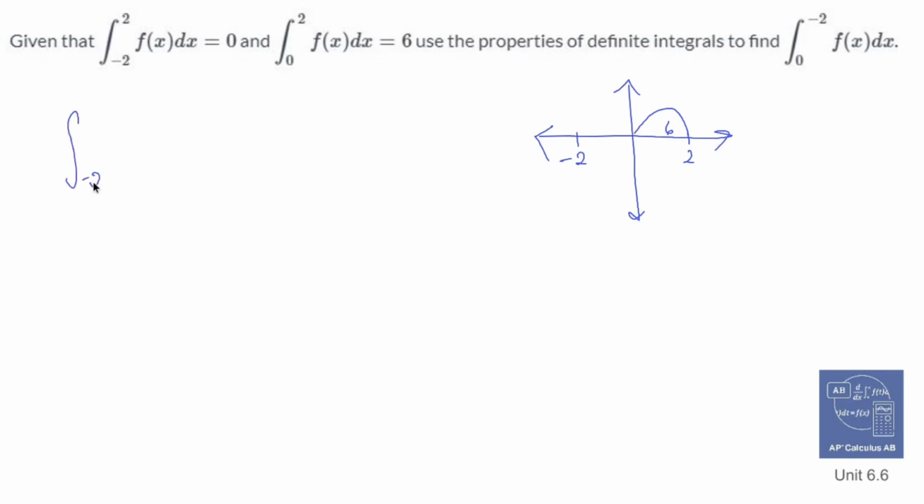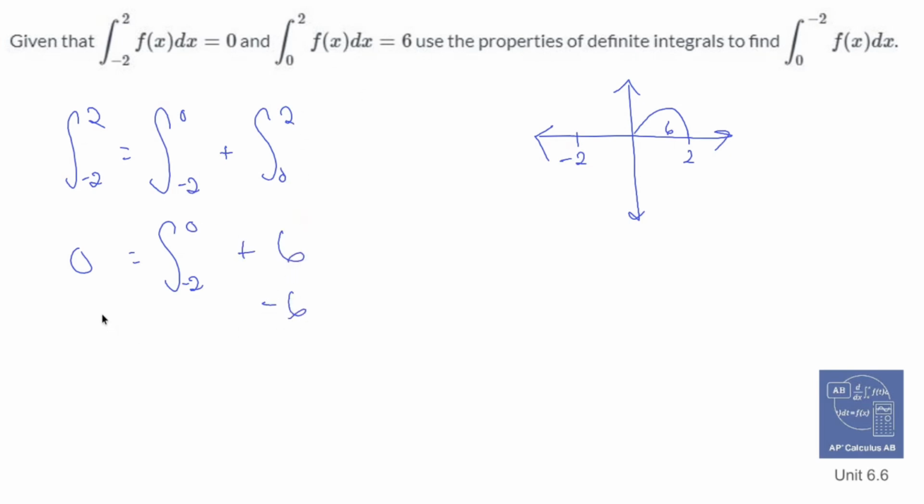The integral from -2 to 2 is going to be the same thing, and I'm just using very lazy notation. I'm going from -2 to 2, so it makes sense that -2 to 0 plus 0 to 2 is going to give me -2 to 2. -2 to 2 is nothing. Okay? -2 to 0 is, I don't know. But I do know that 0 to 2 is 6.